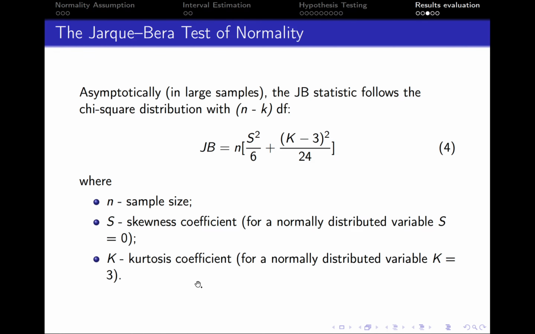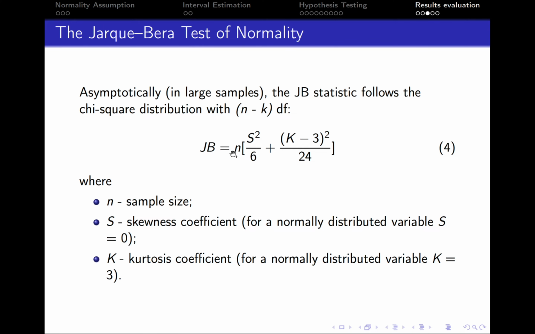And the second method, more official one, is the Jarque-Bera test of normality. Here in this slide, you can see the formula. So asymptotically or in large samples, this statistic follows the chi-square distribution with n-k degrees of freedom. The chi-square distribution is another type of distribution. We also discussed it during the class of statistics, and I will share the table with you in my files. But for now, just focus on the formula.